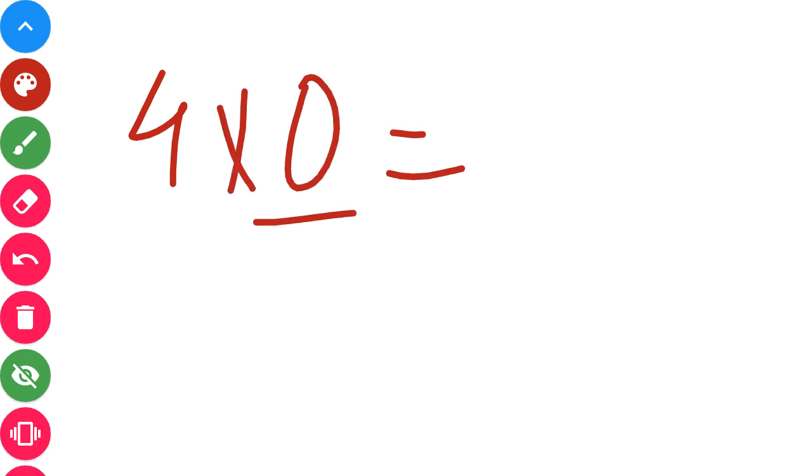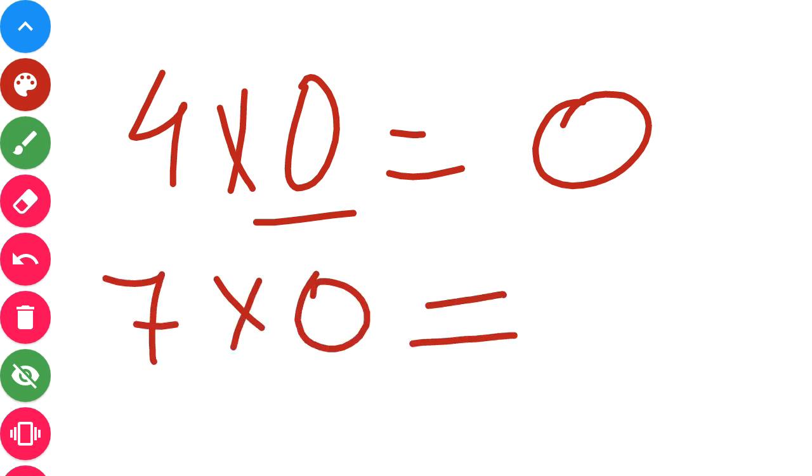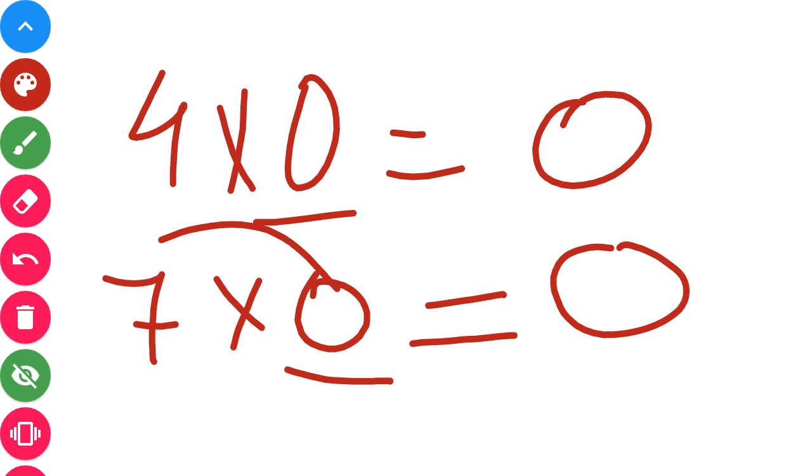Now 4 into 0. So 4 into 0 will become 0. 7 into 0. 7 zeros are 0. That means the product of a number by 0 is 0. Okay. The product of a number by 0 is 0.